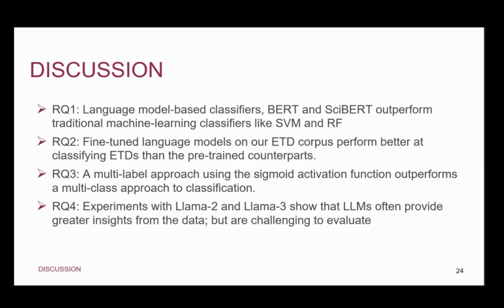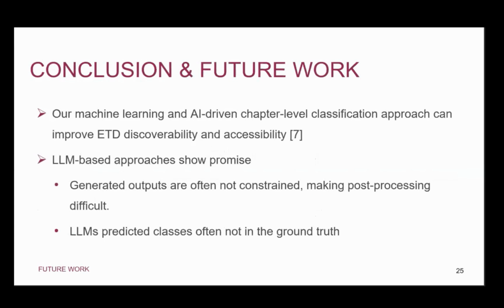So to conclude, language model-based classifiers such as BERT and Cybert did outperform traditional machine learning and SVM models. Fine-tuned versions of the models were better than their pre-trained counterparts. The multi-label approach did outperform the multi-class approach with the highest accuracy of 91. And experiments with Llama 2 and Llama 3 show that LLMs can have greater insights from the data, but it is extremely challenging to evaluate without human intervention, and that is costly in this context.